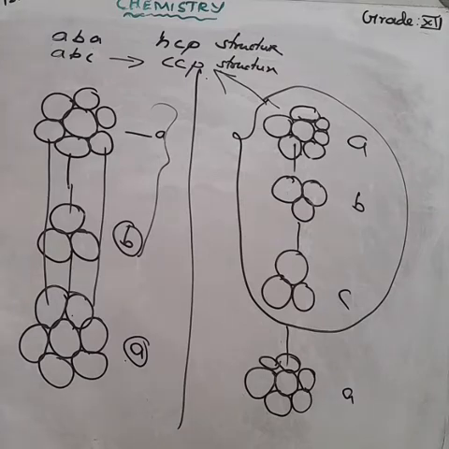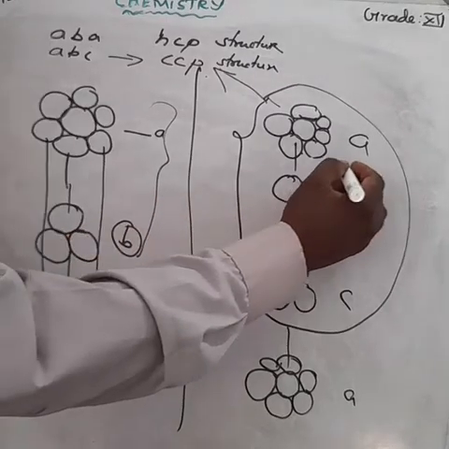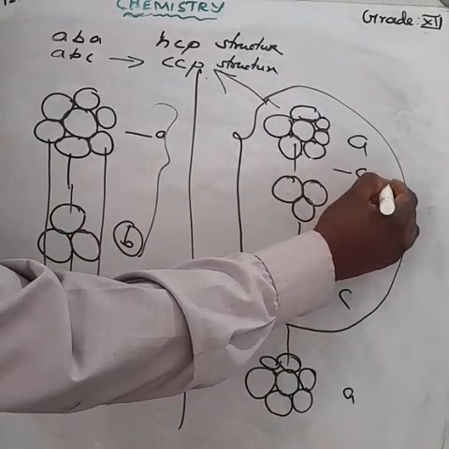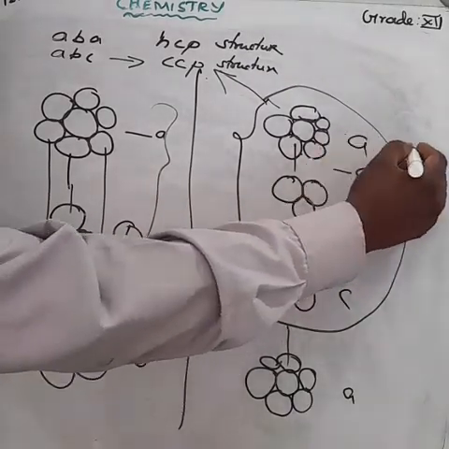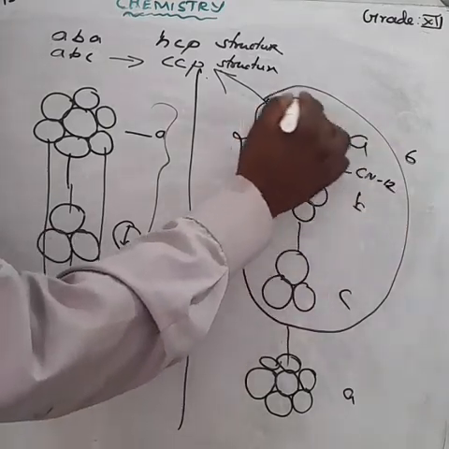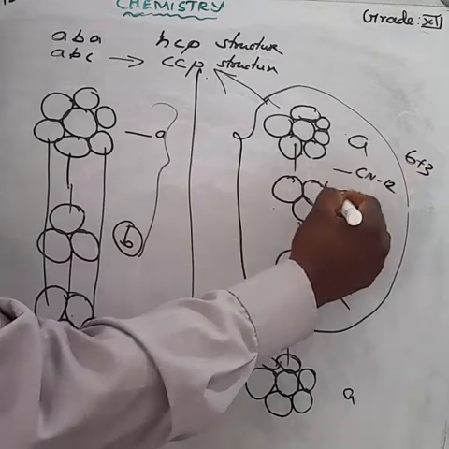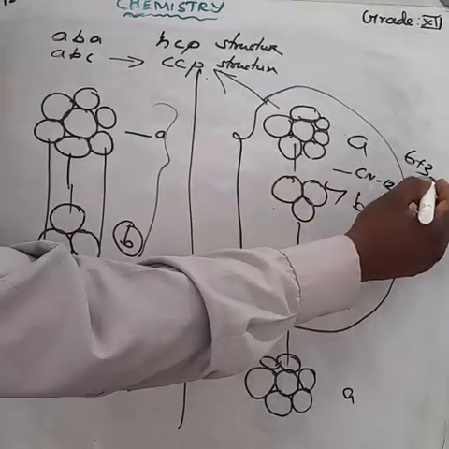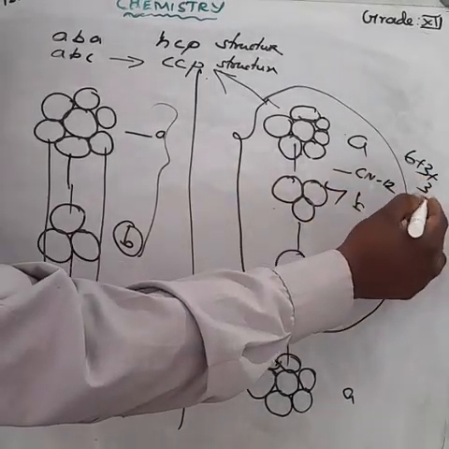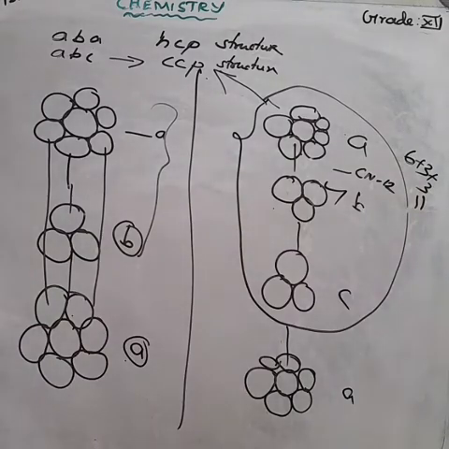In both HCP and CCP arrangement, the coordination number of each sphere is 12. 6 neighboring spheres in one layer, 3 spheres in the layer above and 3 spheres in the layer below. Try to understand the concept. Page number 191.